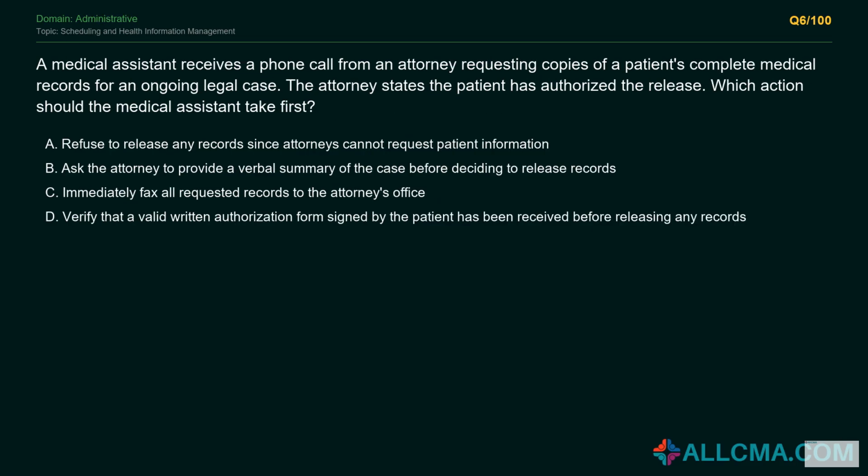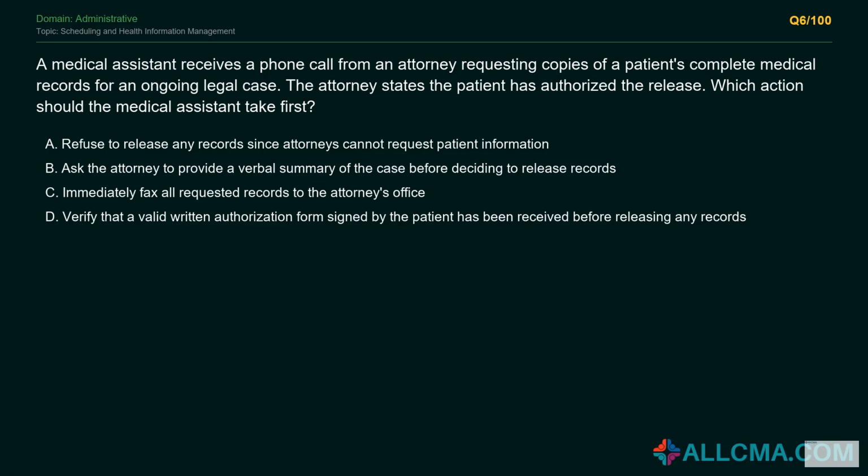Question 6. A medical assistant receives a phone call from an attorney requesting copies of a patient's complete medical records for an ongoing legal case. The attorney states the patient has authorized the release. Which action should the medical assistant take first?